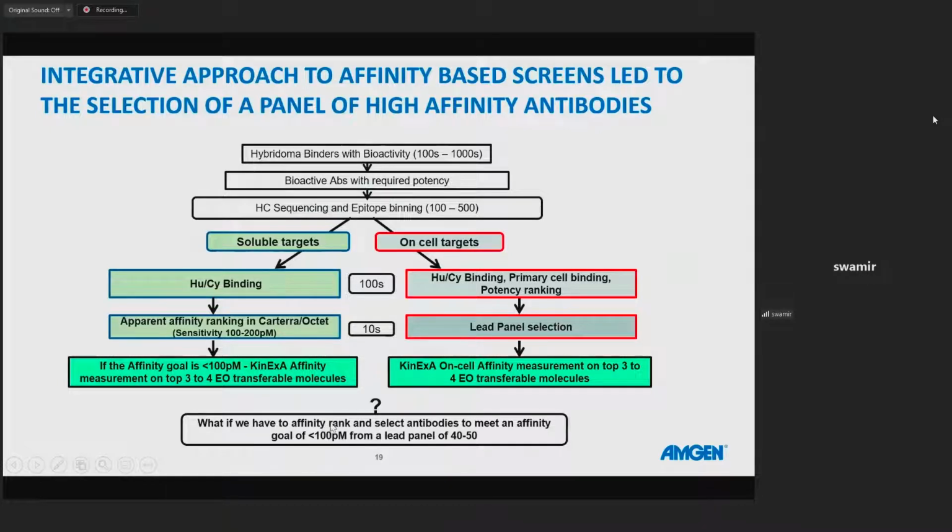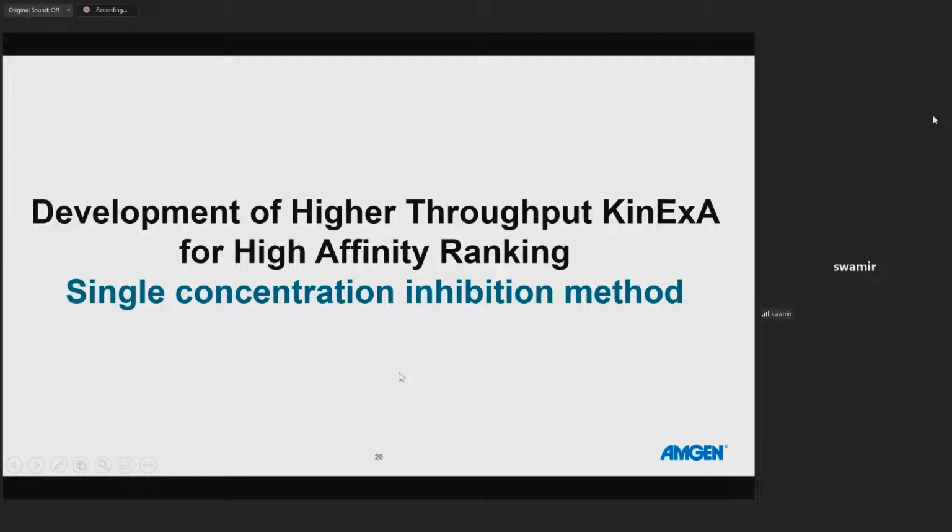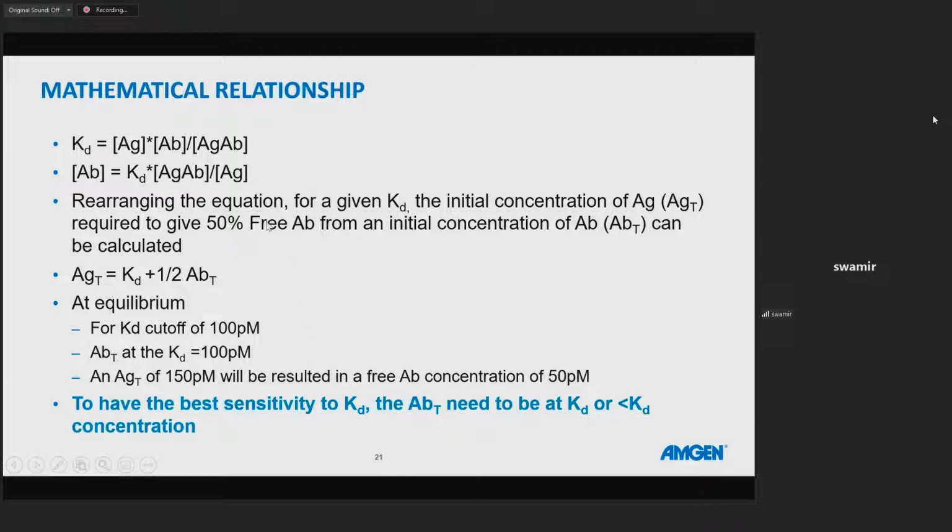But many times we may have many molecules coming at a range of hundreds or better than 100 picomolar. Then we cannot use the screening platform of the kinetic instruments. So for that, what we did recently was to develop a method for a little bit high throughput KinExA for measuring very high affinities. It's called a single concentration inhibition method. I will just go through briefly how it works.